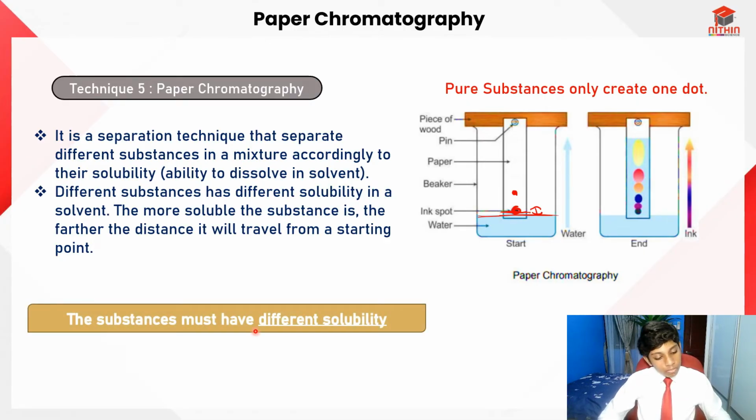Okay, something else you need to take note of: the substances must have different solubility. So this substance and the water must have different solubility. You can't put the same ink as the solvent. If it's the same, it won't work. The paper chromatography won't work. I hope you understood that. Now let's move on.